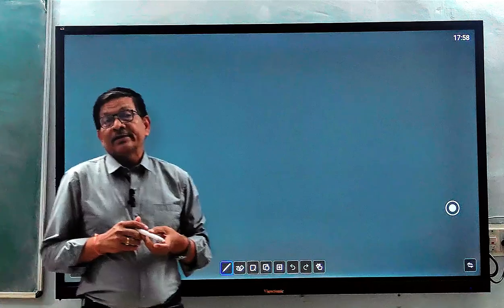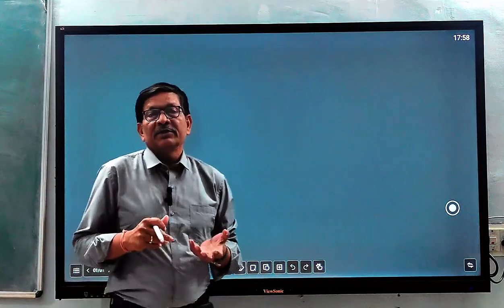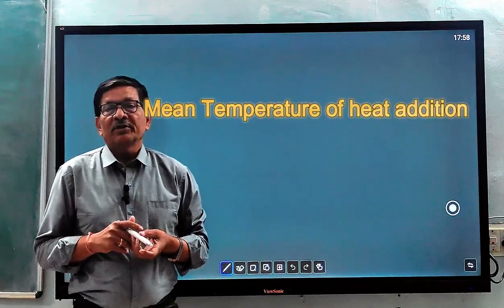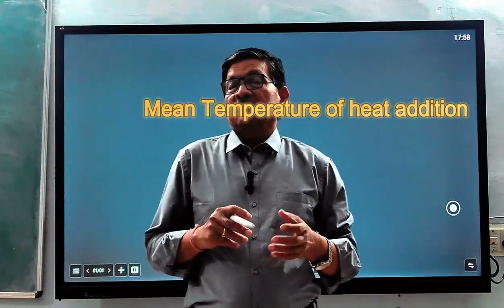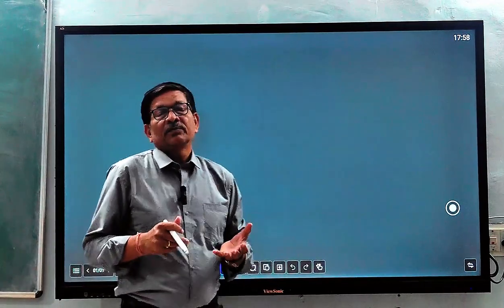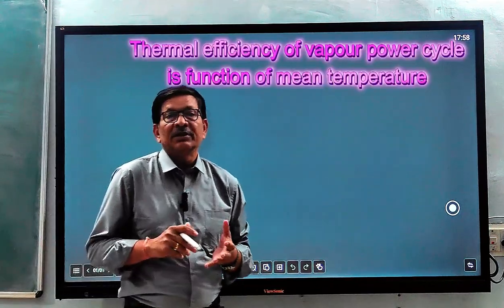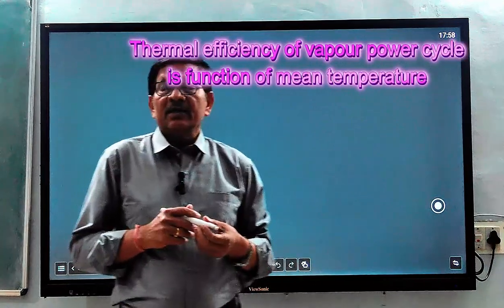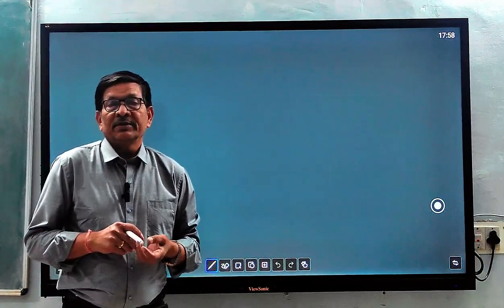In our previous class, we discussed the concept of mean temperature of heat addition in the Rankine vapor power cycle, and we came to know that the thermal efficiency of the cycle is completely a function of the mean temperature. If the mean temperature of heat addition is higher, thermal efficiency is higher.